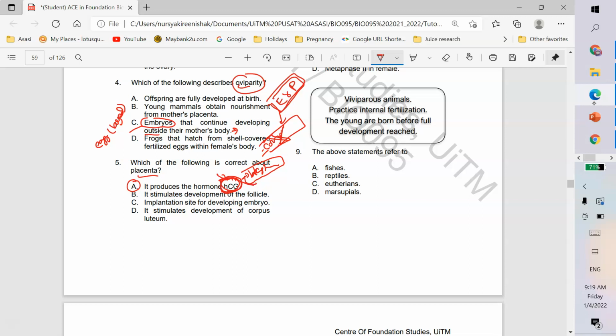Yang akan seterusnya menghasilkan HCG adalah placenta. So placenta produces HCG and at the same time it produces estrogen and progesterone. So early in the pregnancy, this hormone is used to detect pregnancy lah using pregnancy test kit tu kan. So the pregnancy test kit will detect this hormone HCG in the urine of a pregnant woman.